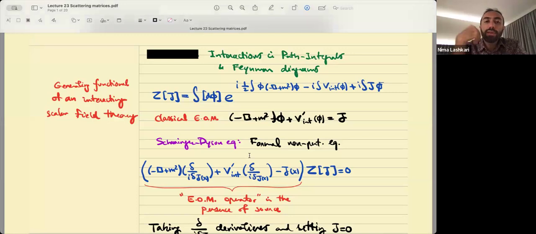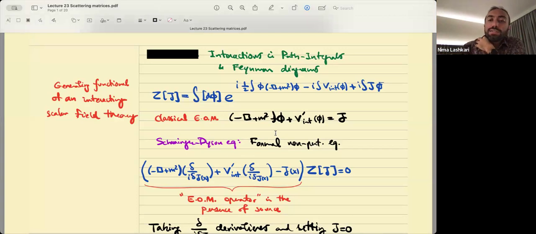So we're going to start, this is lecture 23, and we're going to start a discussion of scattering matrices. We're going to build up towards it. And let me review quickly what we discussed last time.